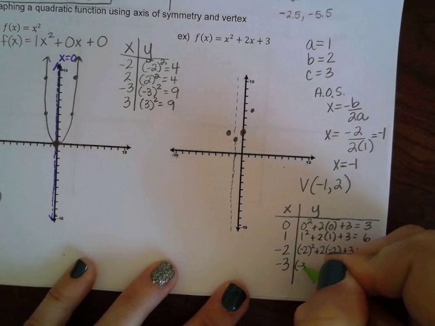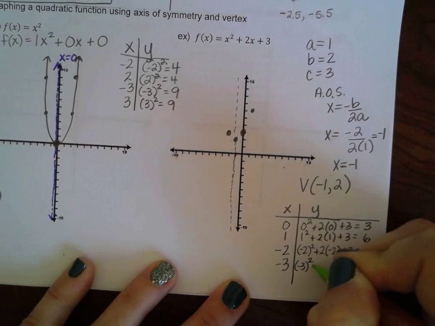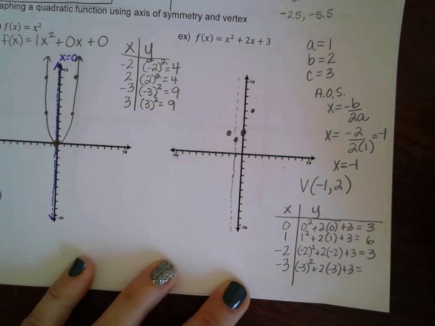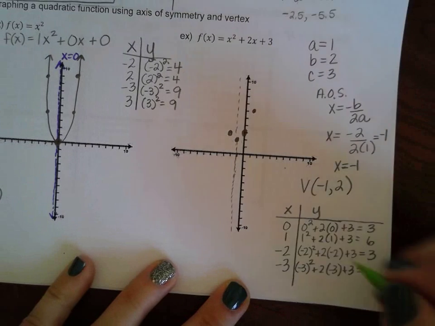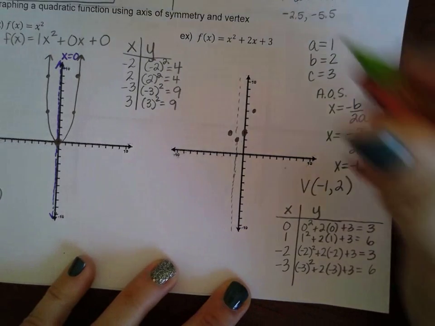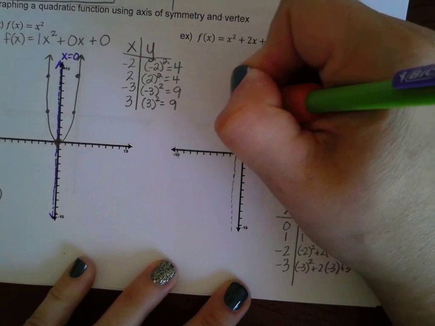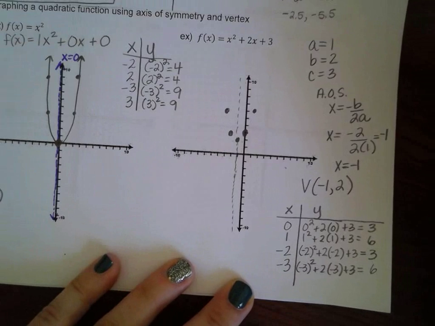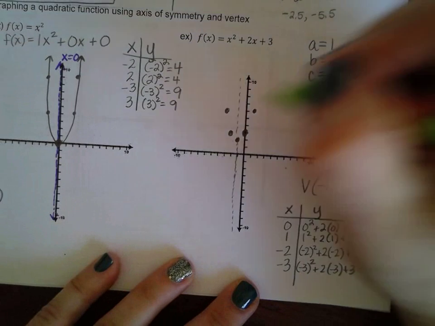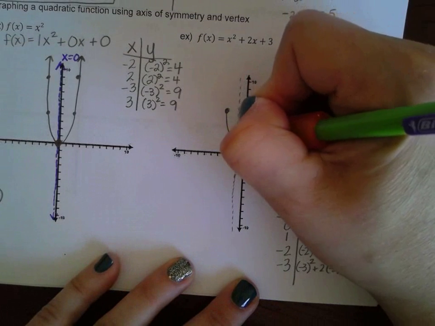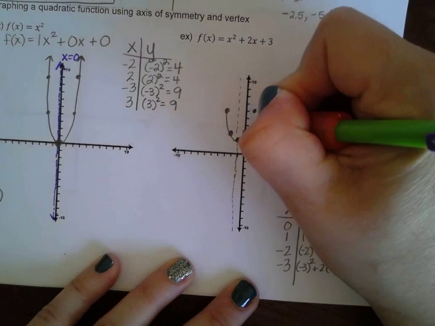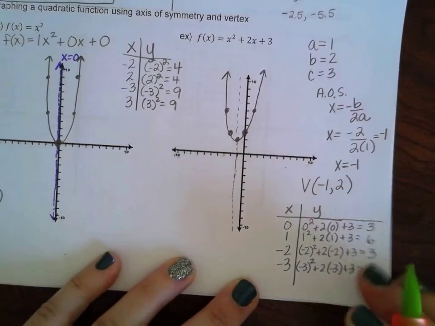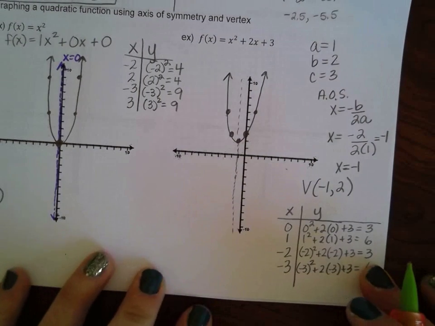And then if you do -3, put that in everywhere you see an x. So let's see. That one's going to be 6. We're going to go up 6. Okay? So these are all by hand. So do the best that you can. Make a nice U shape. Definitely mine are not perfect either, but we do the best that we can. There we go. And then this is going to go up like that. And then there's your second parabola.